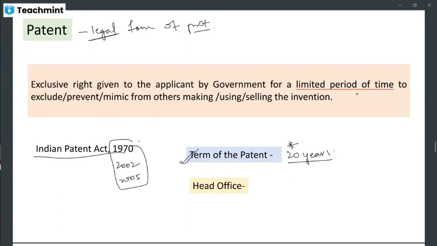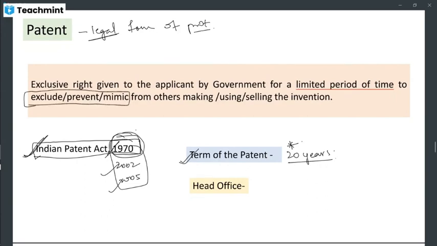According to the Indian Patent Act 1970, these years are very important, so please remember the Indian Patent Act 1970. Amendments were made in 2002, 2005, and several other amendments were also made, but primarily the act came into force in 1970. So a patent is a legal form of protection given to any applicant by the Indian government for a limited period of time, so that he can make money from that particular intellectual thing. It also prevents others from copying the invention.